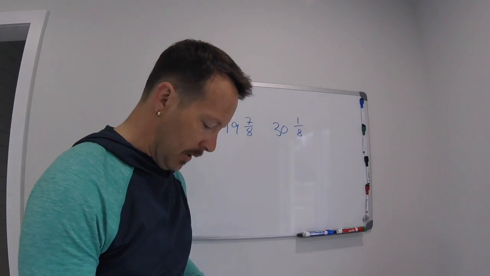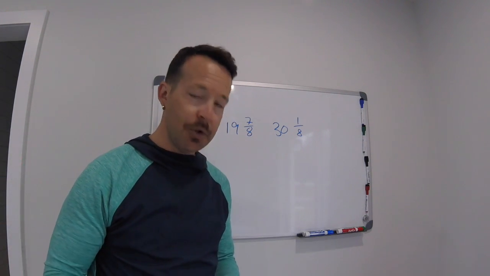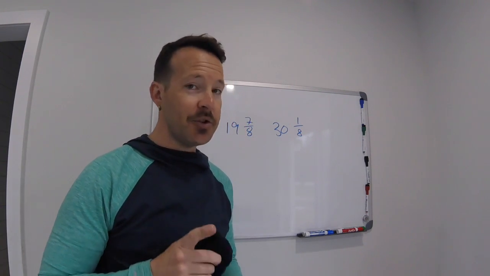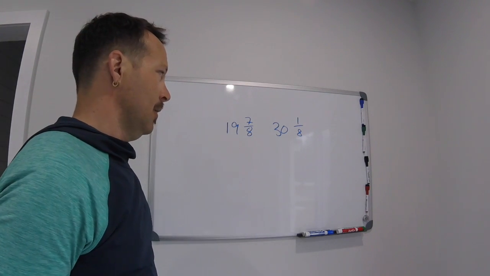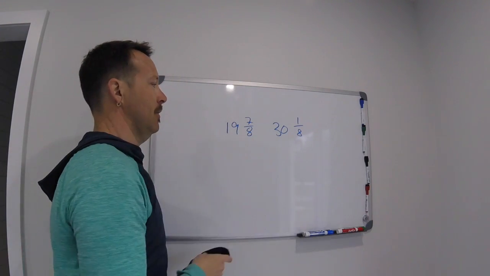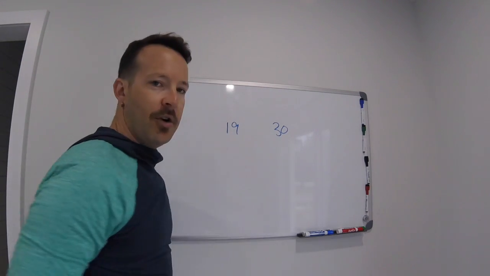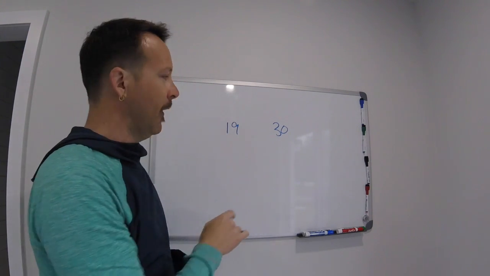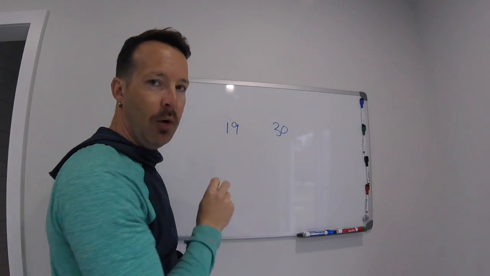Question 6, and it's letter C. They're asking us which one is greater. The first two I think are fairly easy. And this one they're trying to trick us. 19 7/8 or 30 1/8. Well, if you look at it quickly, you'll think, well, 7/8 is greater than 1/8. But just remember something. 30 is always greater than 19. So no matter what the fraction is after that, look at the bigger number, the bigger number of whole things.